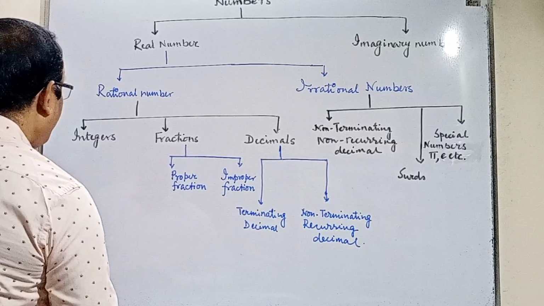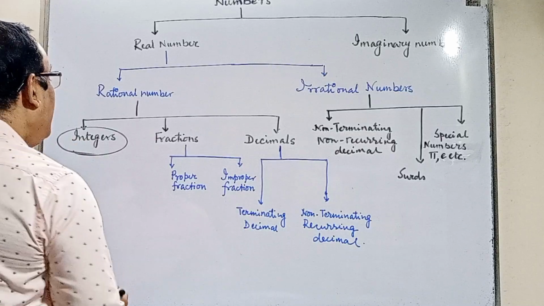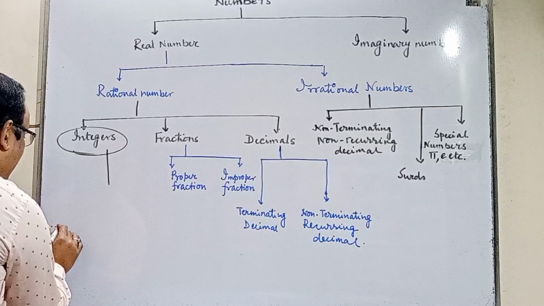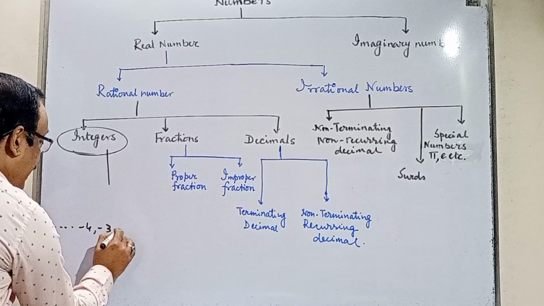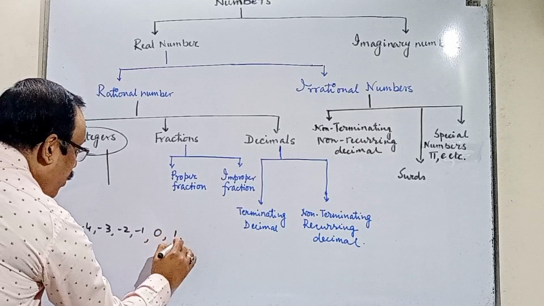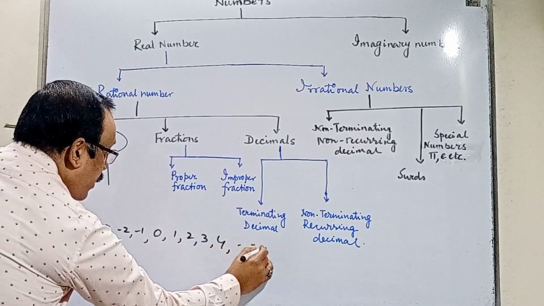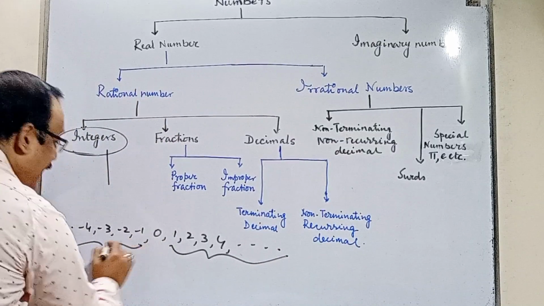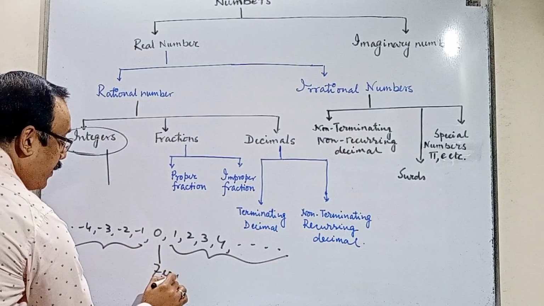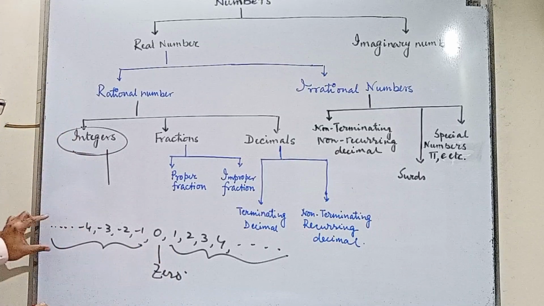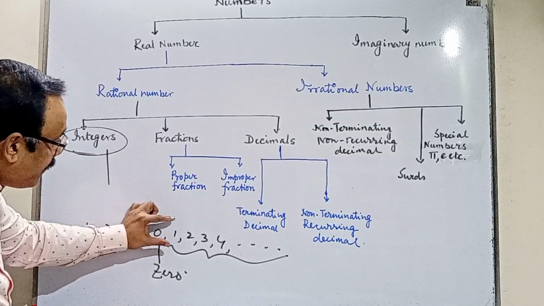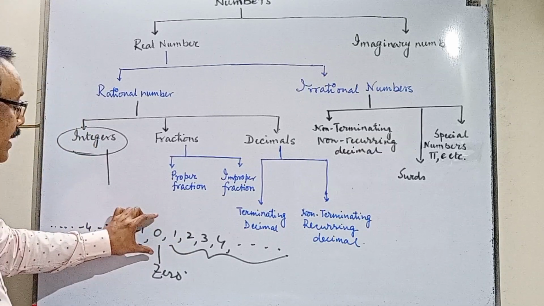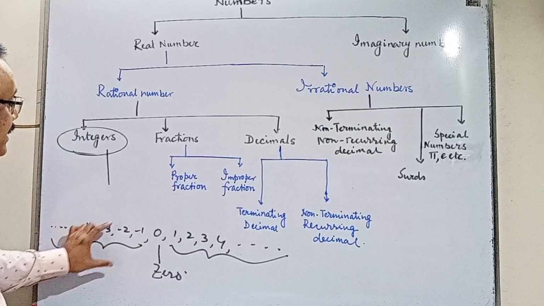So next comes integers. Now what are integers? What you have learned is that integers comprise negative -4, -3, -2, -1, 0, 1, 2, 3, 4. This was my positive integers, these were negative integers and this was my 0. So integers are those numbers that comprise all positive numbers, negative numbers and 0.